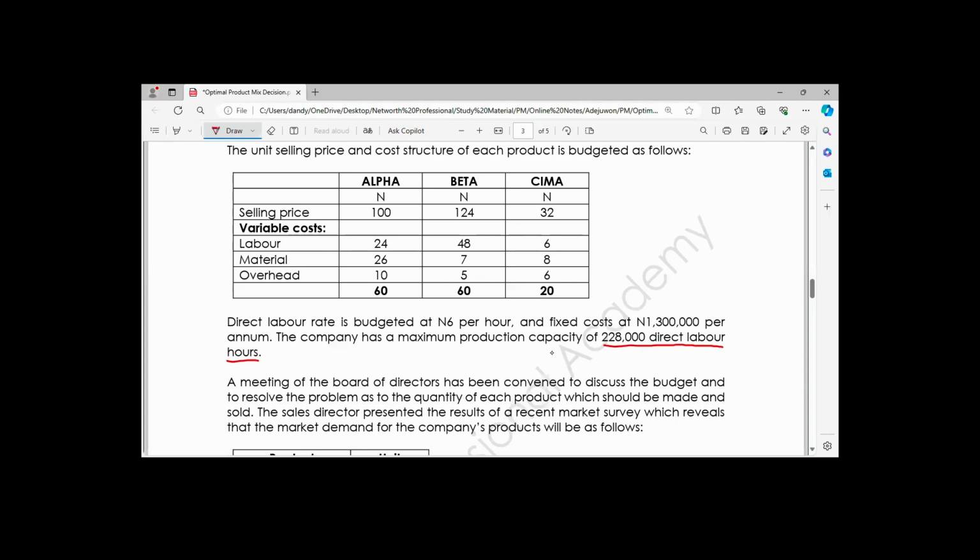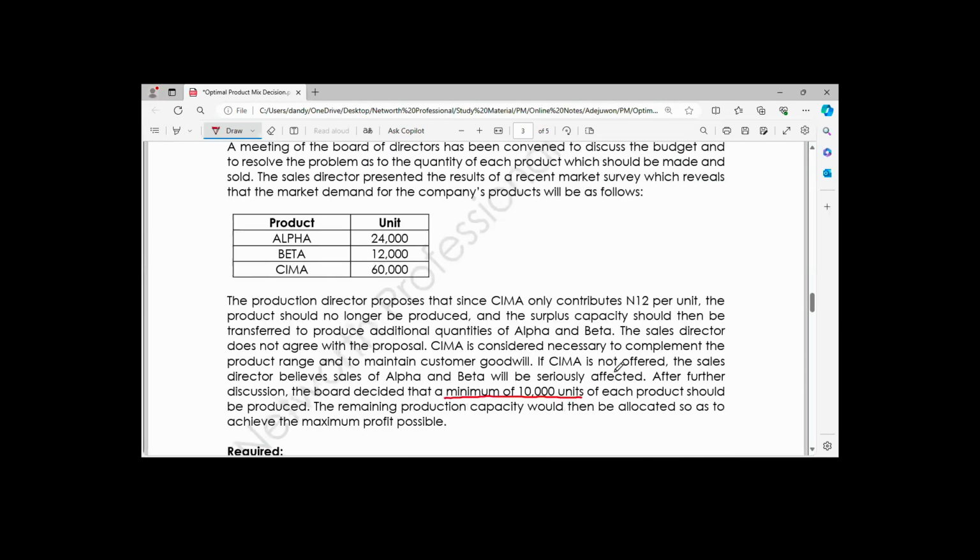So again, when Tony was reading the question, I highlighted a comment in the last paragraph that after further discussion, the board decided that a minimum of 10,000 units of each product should be produced. The remaining production capacity will then be allocated so as to achieve the maximum profit possible. So what this means is that we are going to give a minimum allocation to each of the products, alpha, beta, and sigma. Without wasting more time, let me stop sharing this and move to the working notes, so that quickly we can solve the question together.